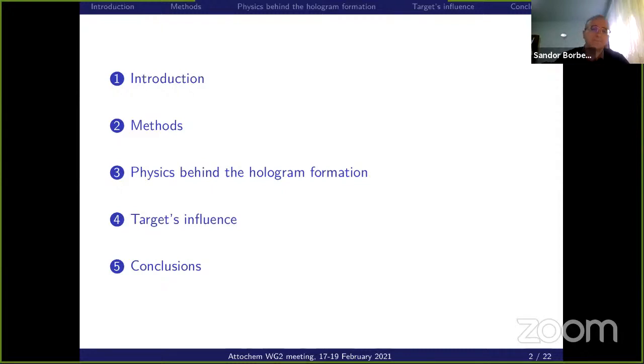After that, I will show you very briefly the methods which we used during our calculations. And after that, I will talk about the physics behind the photoelectron hologram formation. And the last topic I will touch will be the influence of the target atoms on the obtained photoelectron hologram.